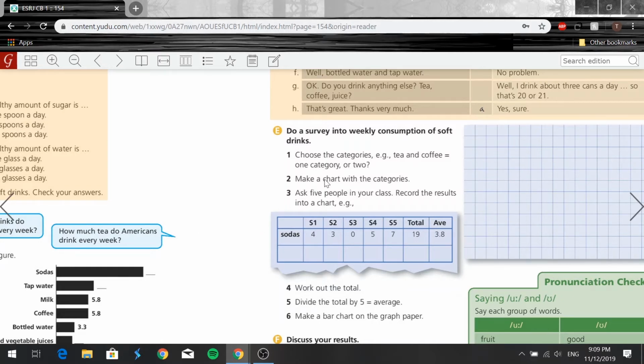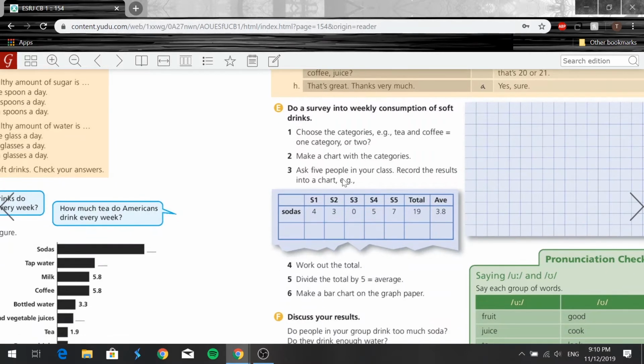Okay, make a chart. So in this case, a bar chart with the categories that you picked out, right? So make a line over here, depending on how many categories you have, and add the categories. So in this case, we'll say tea, for example, coffee, milk, and maybe water, right? And ask 5 people in your class about how much, right, cans or how many bottles, it depends.